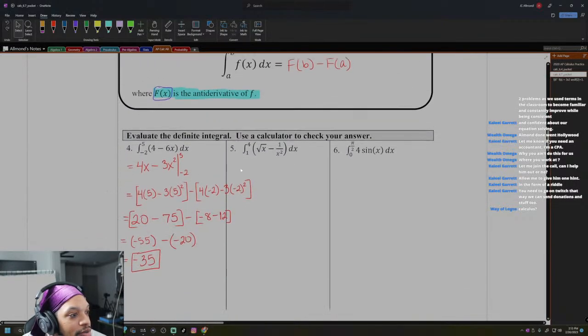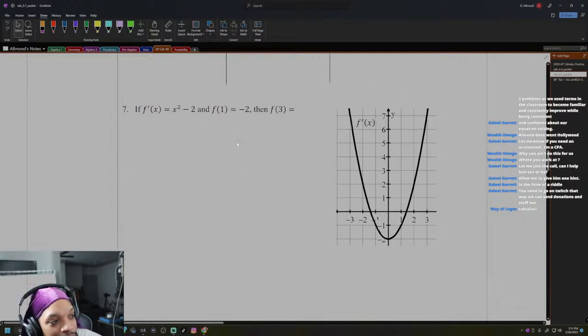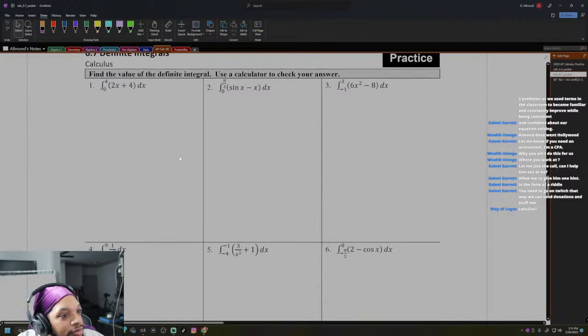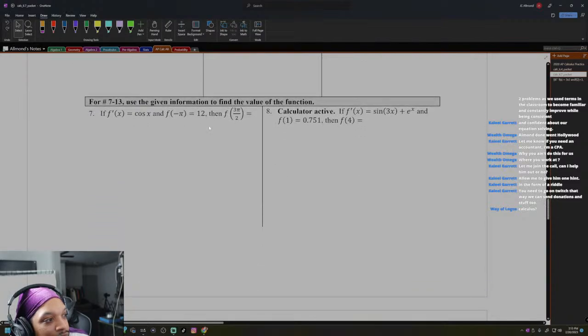All right. So what are some more problems like this? Look at number 7 on here. That's the exact type of question that we just did. That's crazy. That's kind of like psychic almost. For real. So this is just finding definite integrals. That's what we're doing.